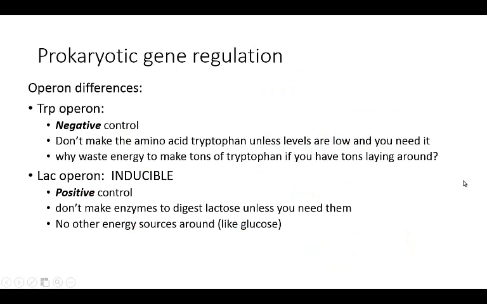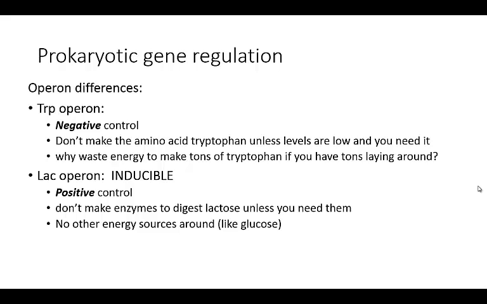So some differences between these, because they're similar but yet different. In the trp operon, this is an example of negative control. Again, you don't need to make tryptophan unless these levels are low, and then you need to make more. Why waste it? If you've got tons of tryptophan laying around, you don't need to make more. That just doesn't make sense. The cells try to be as efficient as possible.